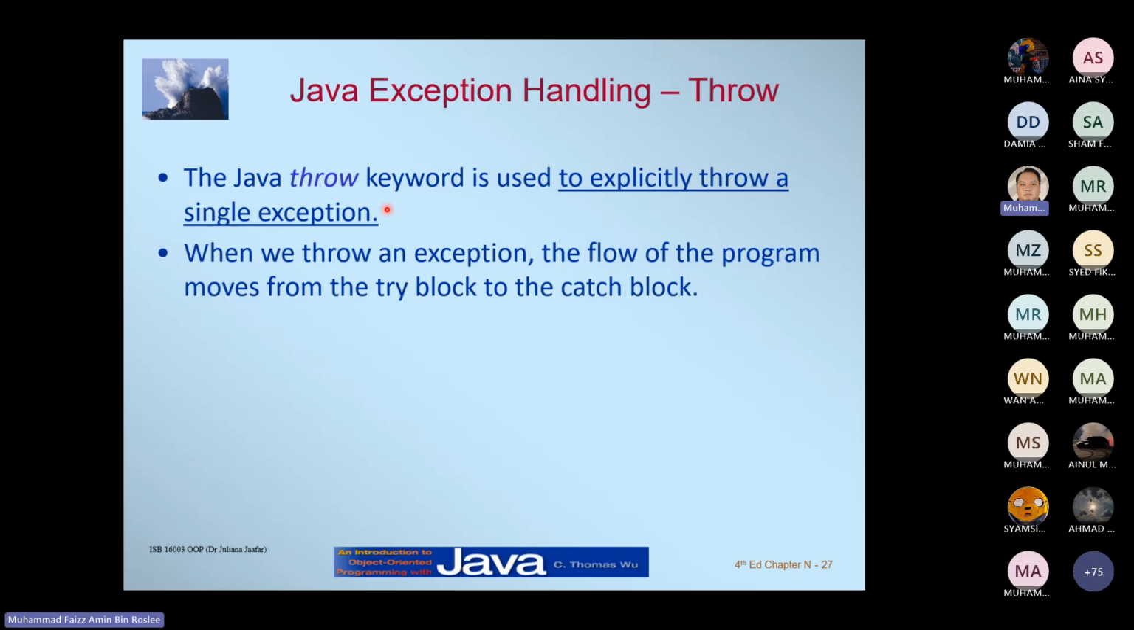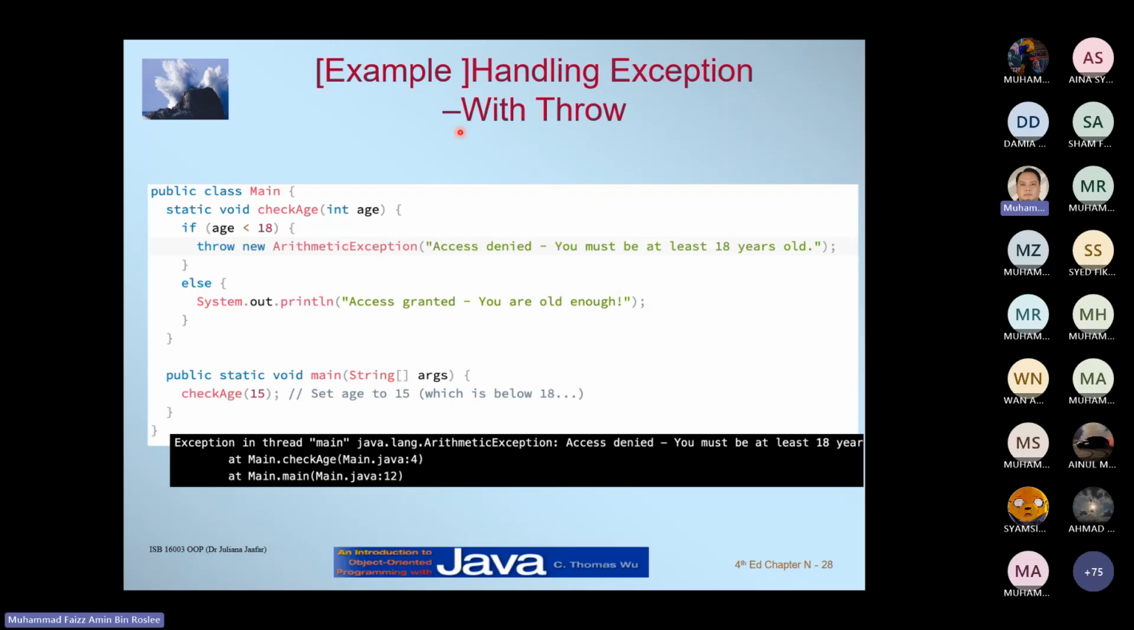Okay, the Java throw keyword is used to explicitly throw a single exception. When we throw an exception, the flow of the program moves from the try block to the catch block. Let's see an example. So this is what I mean. Throw is pretty much like an inline exception.